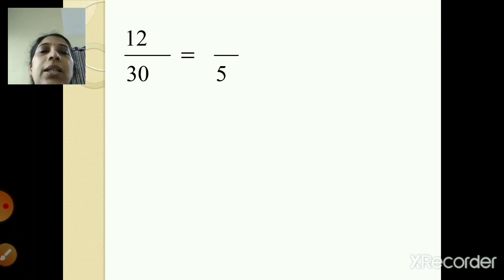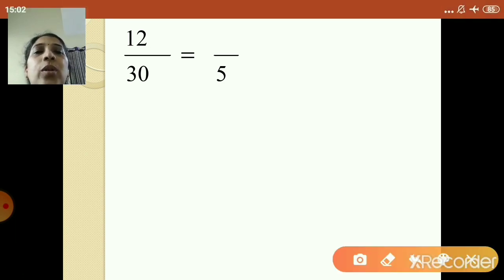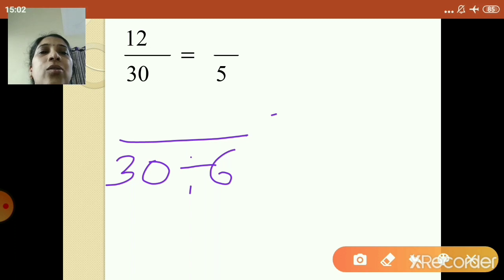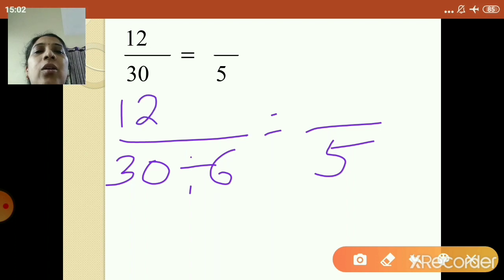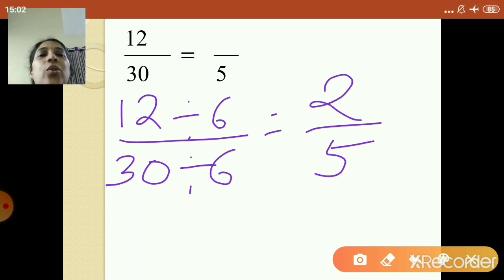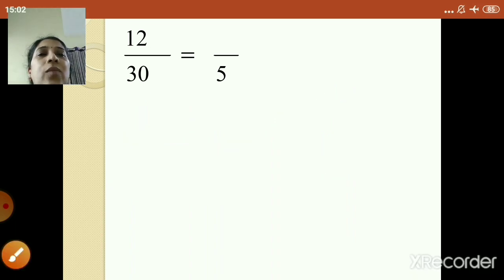Now let's move to the next one. 12 upon 30 is equal to dash upon 5. So 30, when you divide by 5, what answer you get? 6, right? So what you will do? You will write 30 divided by 6. So what answer you get? 5. Now 12 also you will divide by 6. So when you divide 12 by 6, what answer you get? 2. So 12 upon 30 is equal to 2 upon 5.